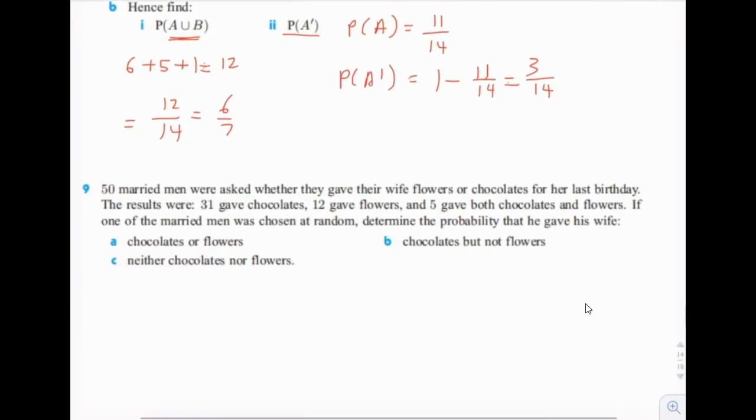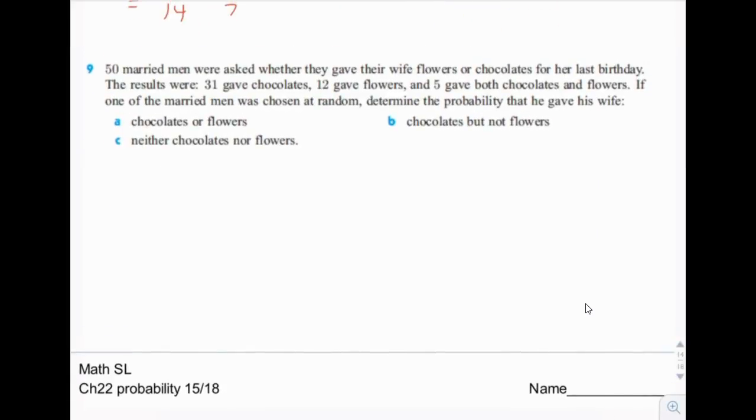Number 9. 50 married men were asked whether they gave their wife flowers or chocolates for her last birthday. The results were 31 gave chocolates, 12 gave flowers, 5 gave both chocolate and flowers. If one of the married men was chosen at random, determine the probability that he gave his wife chocolate or flowers. How about if we draw a Venn diagram?